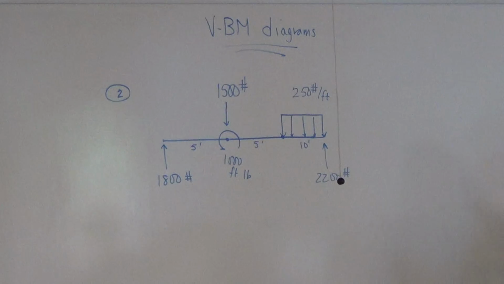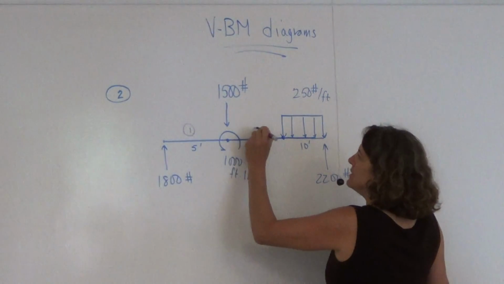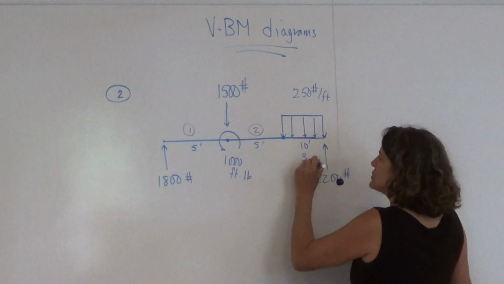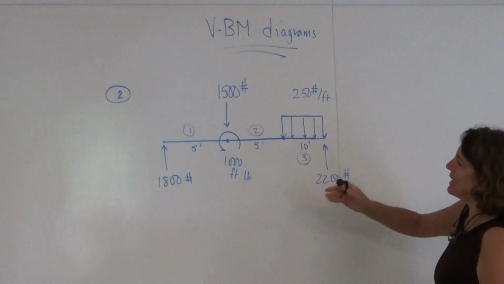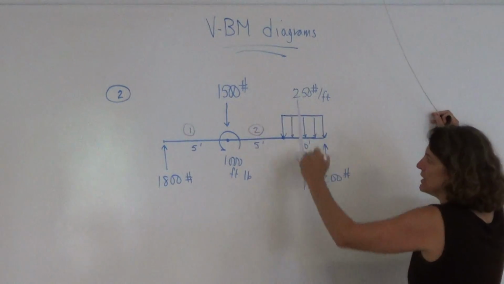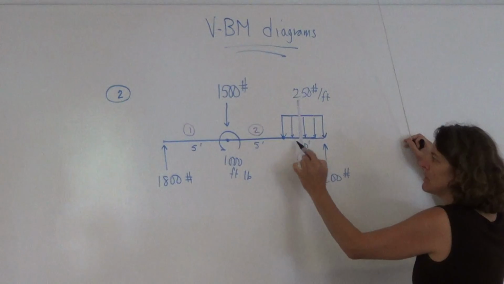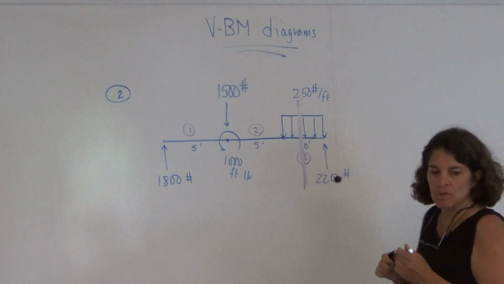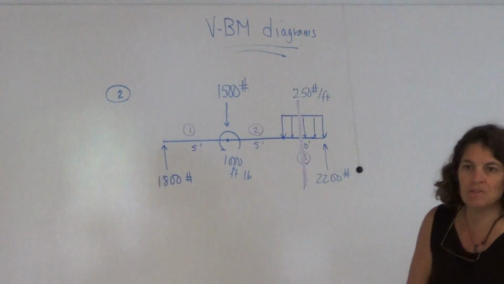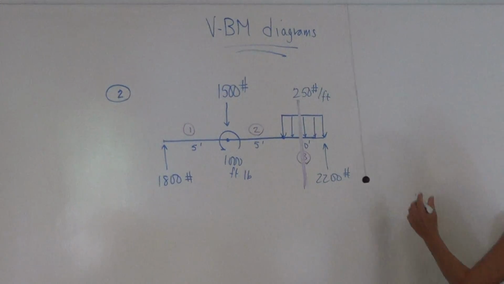So in this section right here, remember we called this section 1, and this section 2, and this section 3, if I wanted to find out what's going on in this section, I have to cut it right here. I'm cutting my beam to find out what's going on in this area. This is the math part of the shear and bending moment diagrams. But we could have done it all by hand graphically, which we already did. But I'm going to draw it now.